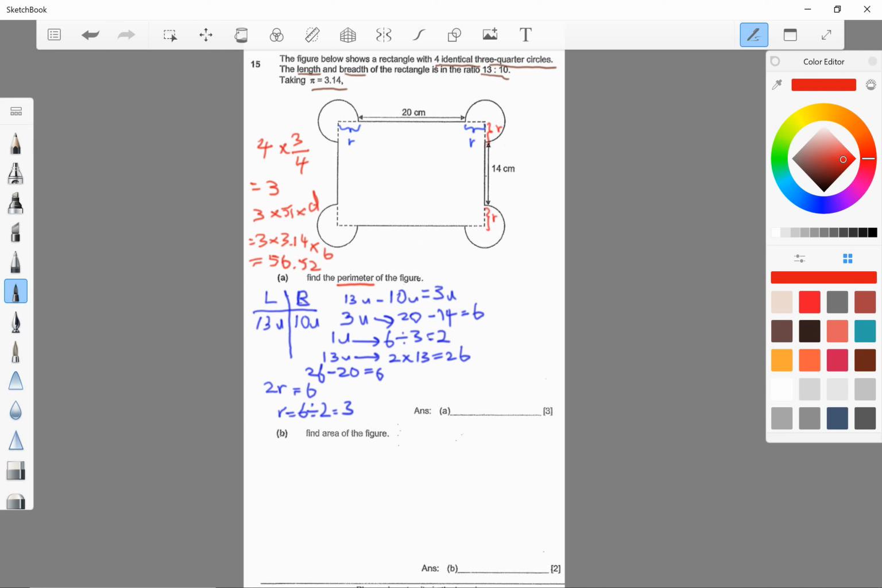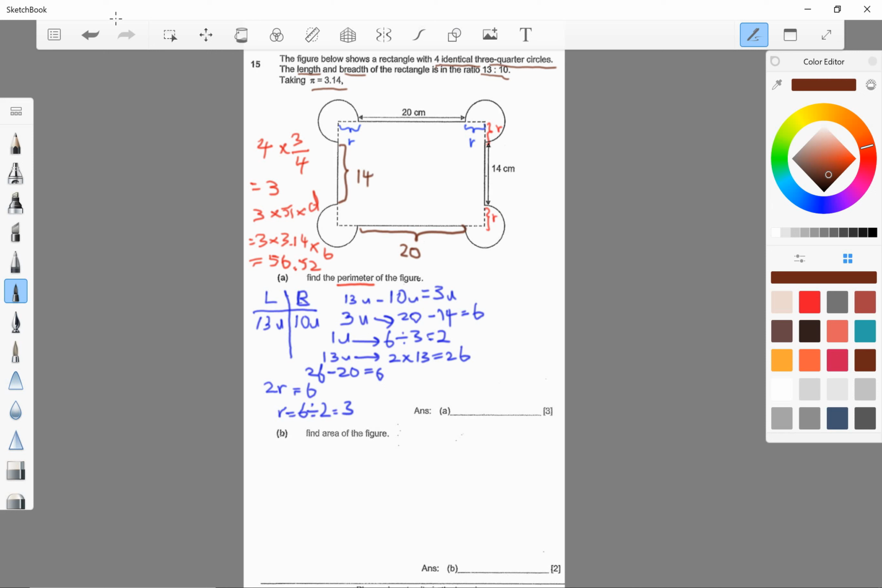Okay, so now that we have found the curved part of the figure, we have to find the straight lines. So if you look carefully, 20 cm above, there will be 20 cm below, and likewise if we have 14 cm on the right side, there has got to be 14 centimeters on the left.